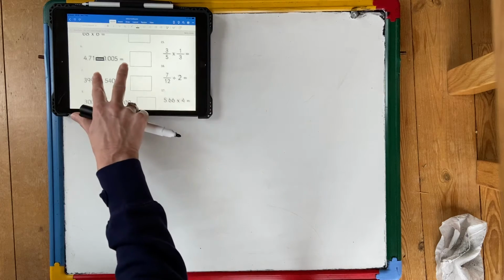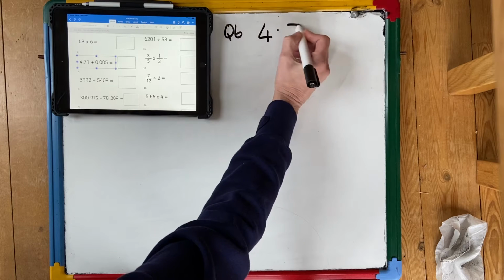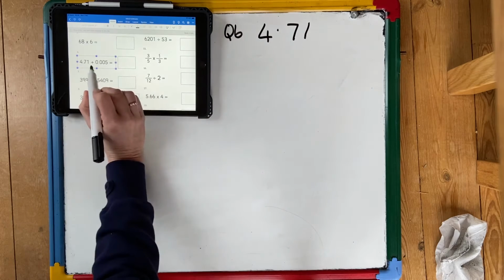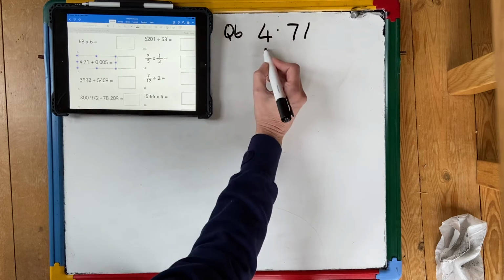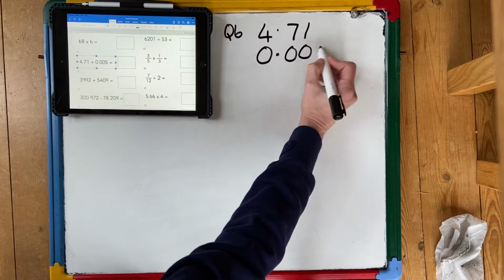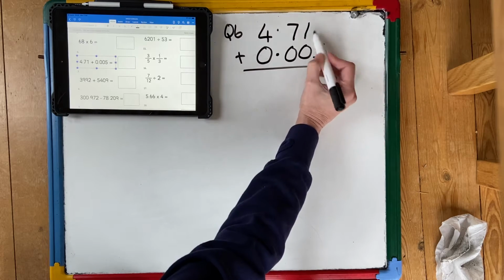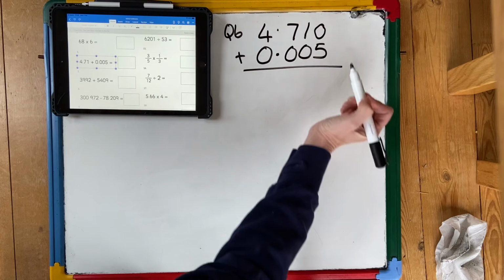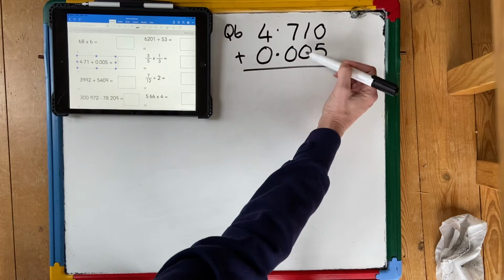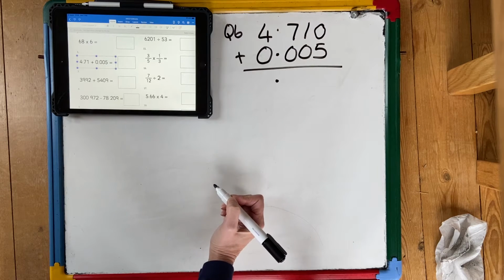Let's start on question 6. 4.71 add 0.005. So the 0 here needs to be in the ones column. You have to make sure that the decimal points are lined up. So 0.005 we are adding. So remember, because there's a space here, you need to put a placeholder in, which is a 0. So now you can do 0 add 5, 1 add 0, 7 add 0, 4 add 0, remembering to put your decimal point there.